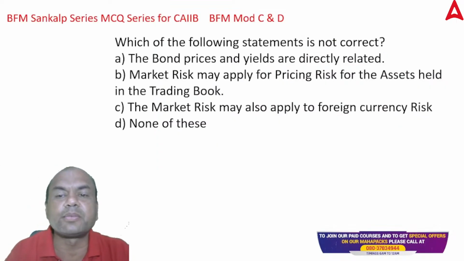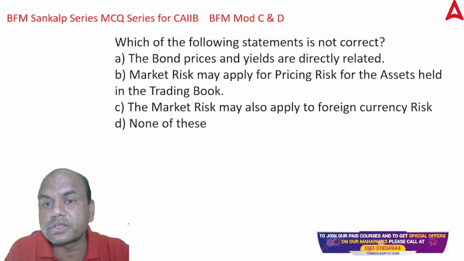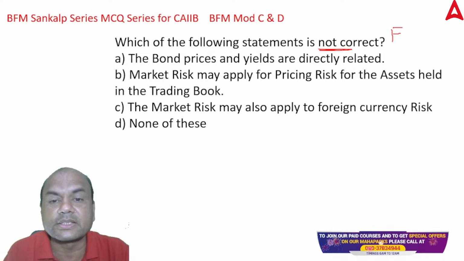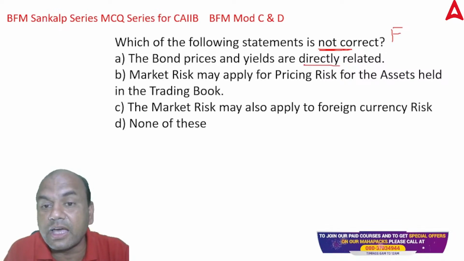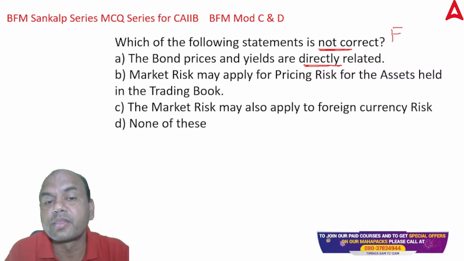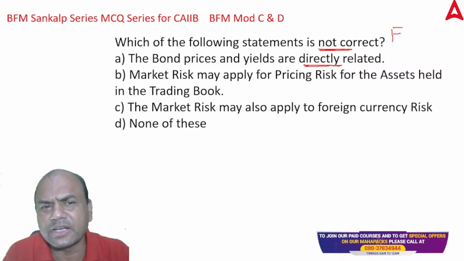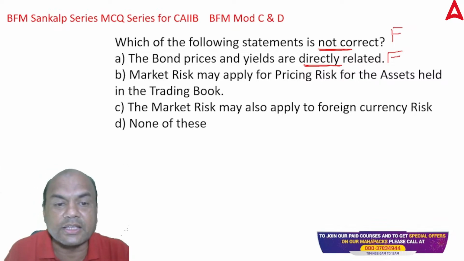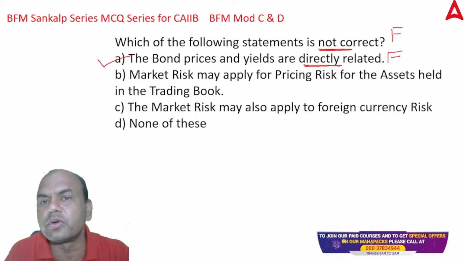Which of the following statements are not correct? Here, always focus on the question. Do they want correct or not correct, true or false, whatever. So they want false. Now focus on false. The bond prices and the yields are directly related. Directly. I just now told you in that second question only, right? That bond prices and yields are inversely related. So this is false. So you have got the answer. Is there any answer, all of the above, over here? No. So others are not true at all. Take this and move on.